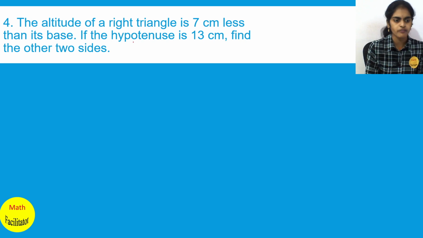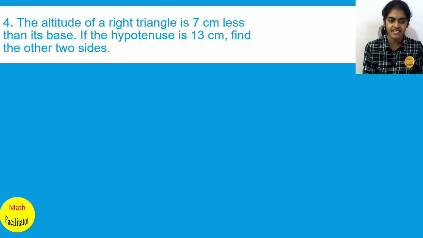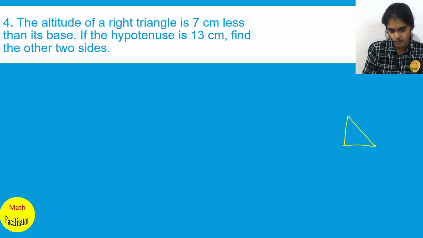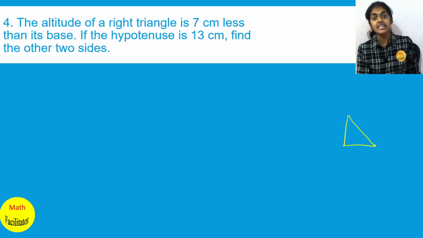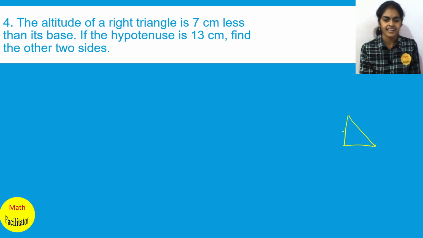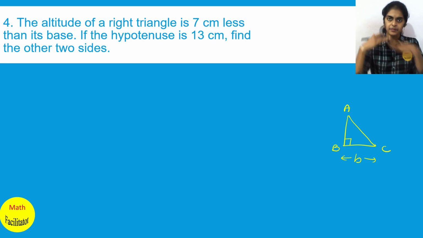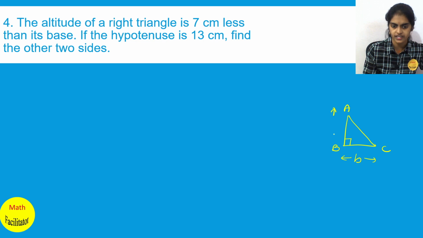The altitude of a right angle triangle is 7 centimeter less than its base. So they gave you a right angle triangle. If this is 90 degrees, this is called the base. If I name the triangle as ABC, BC is called the base and AB is called the altitude. Altitude, or I can say height. Height or altitude means the same.